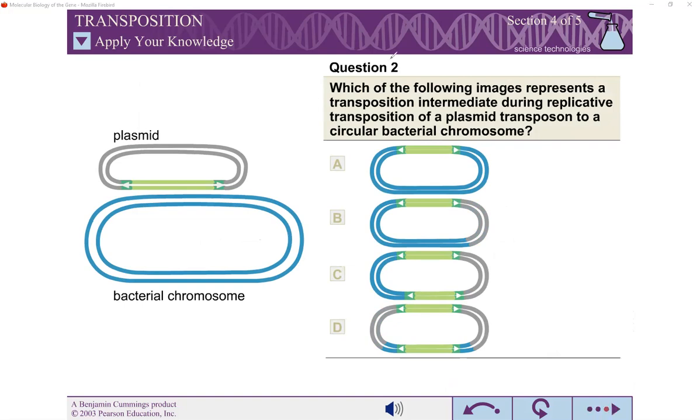Now, firstly, see what word the examiner has used. The examiner has used the word replicative. Replicative transposition means from one location to another. That means the number of transposons is going to increase. Yes, the number of transposons has increased in this case as well as in this case.